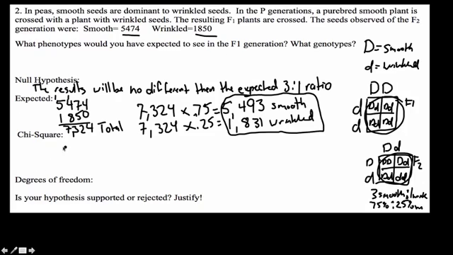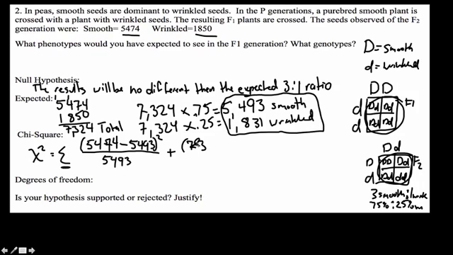So we do the chi-square test. Chi squared is the sum of, so the first one, observed minus expected. The observed is 5,474 minus the expected, 5,493, and then we square that, divided by the expected, which is 5,493, plus, because it's a sum total, the second thing we're looking at: the observed, which is 1,850, minus the expected 1,831, squared, divided by 1,831. So again, observed minus expected squared divided by expected.